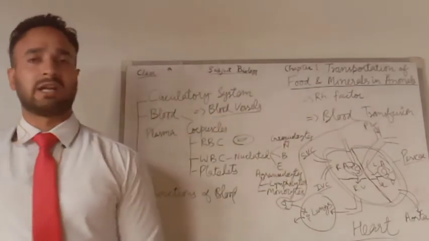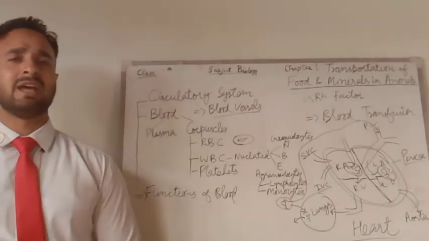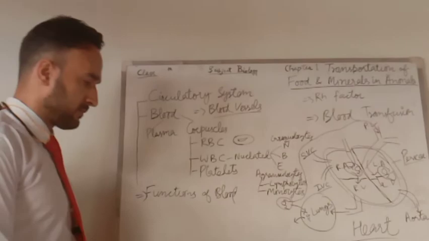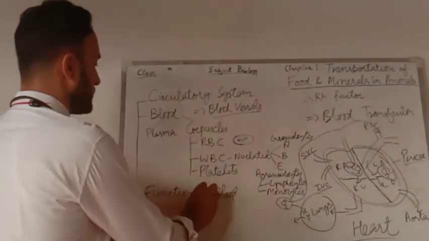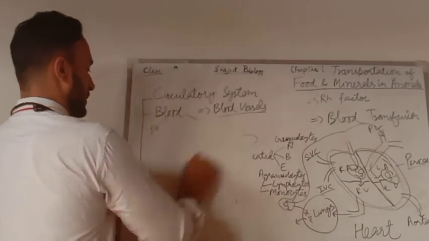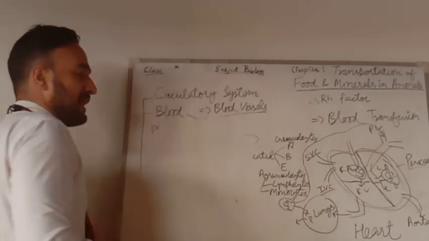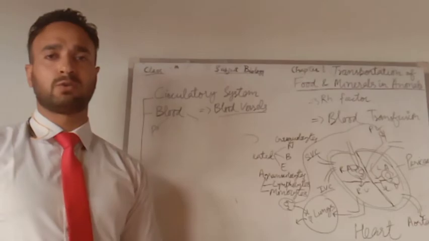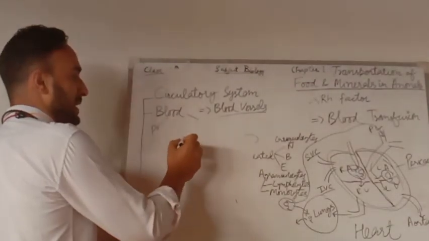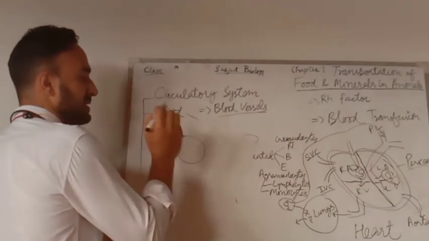Now there's one more thing called RH factor. RH factor is actually an antigen. If we talk about the blood transfusion, how do we say that somebody has A blood group or B blood group or O blood group? Actually, there is an antigen present on the plasma membrane of RBC. This is an RBC. Here is the plasma membrane.